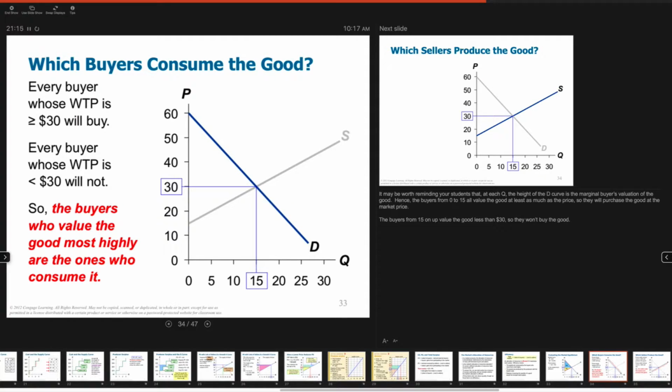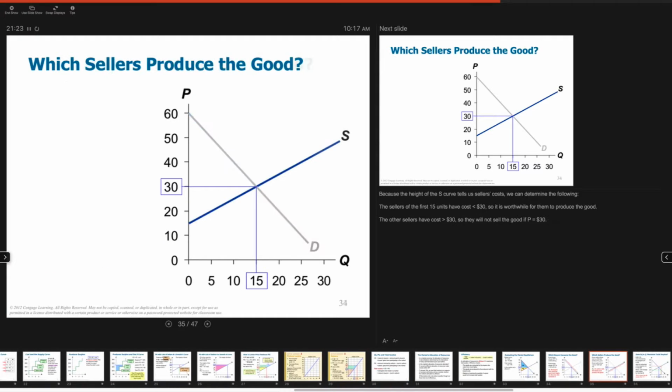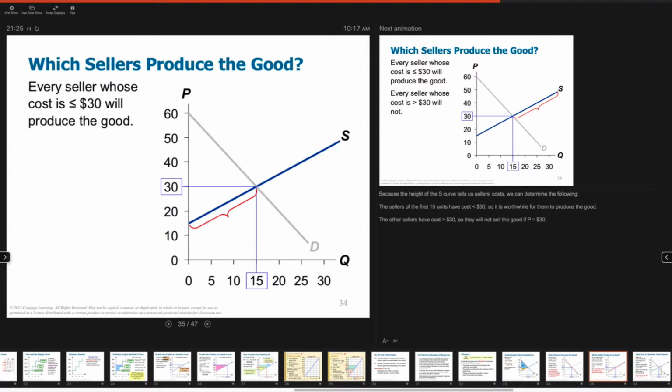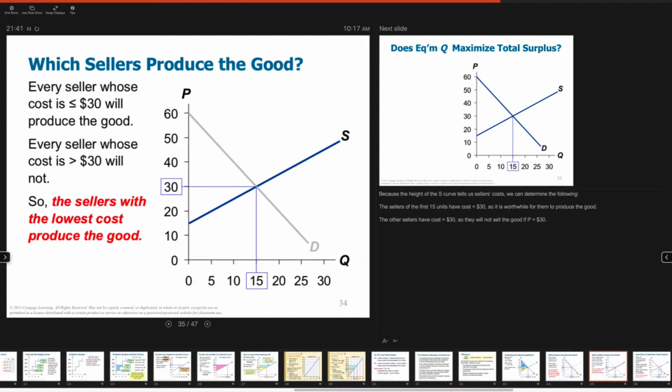So the buyers who value the good the most, those who value it at $30 or more, are the ones who get it. So we're good so far. Every seller whose cost is less than or equal to $30 is going to produce that good. And these folks are in theory willing to produce it, but we know that above $30 they're not producing it. So the sellers with the lowest costs are the ones who produce the good.